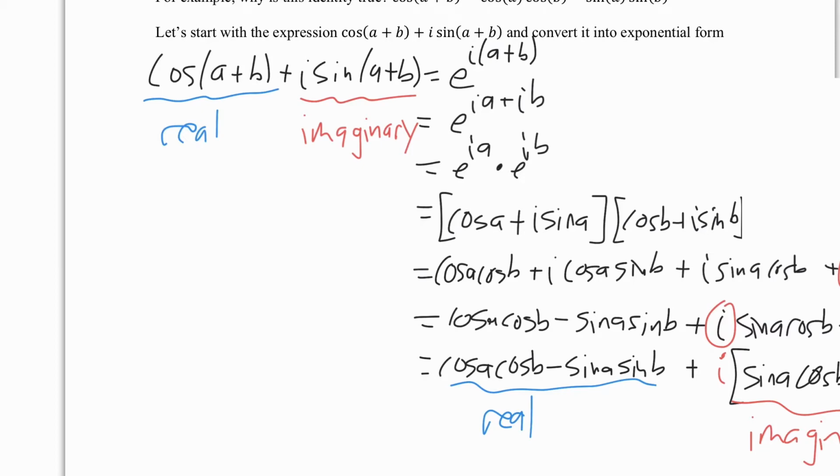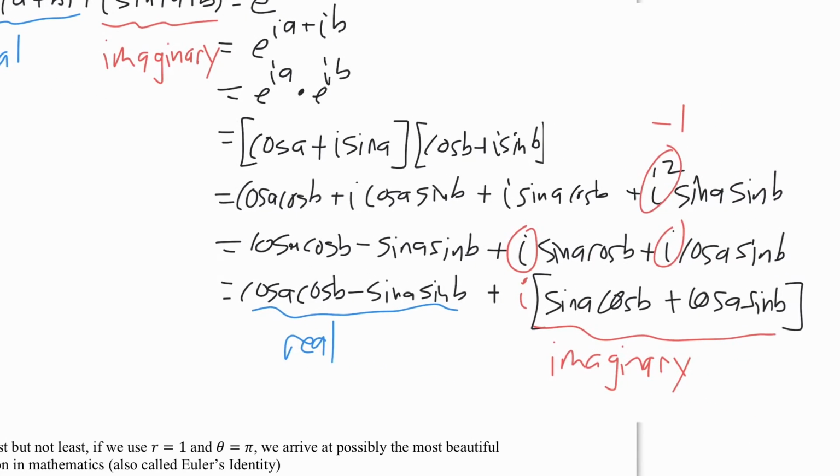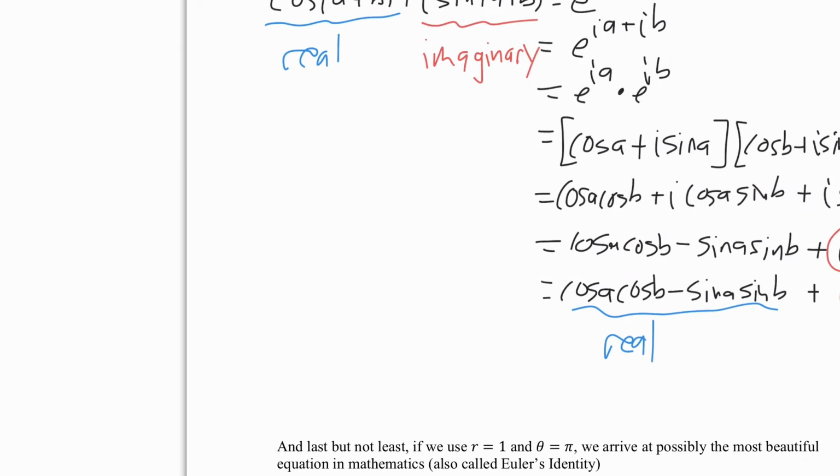And so this real part on the left-hand side, cos of a plus b, must be equal to this real part over here, cos a cos b minus sine a sine b. And this imaginary part up here, sine of a plus b, must be equal to this imaginary part, sine a cos b and cos a sine b. Well, that tells us then, based on the real part, that cos of a plus b must be equal to cos a cos b minus sine a sine b, which is our identity.